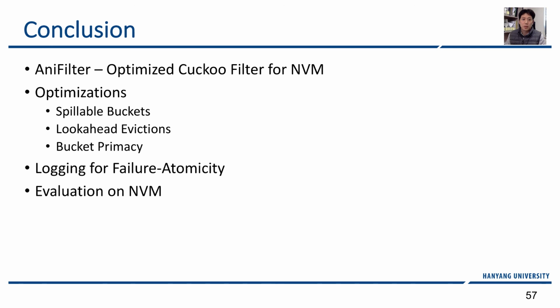Let me conclude. We proposed AniFilter, an optimized Cuckoo filter for NVM. We designed these 3 optimizations to improve the performance of AniFilter. We use minimum logging to ensure failure atomicity. When evaluated on Intel Optane DC PM and Quartz emulation, AniFilter shows substantially higher throughput than other state-of-the-art AMQs.